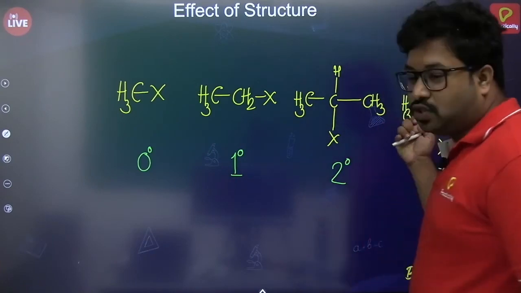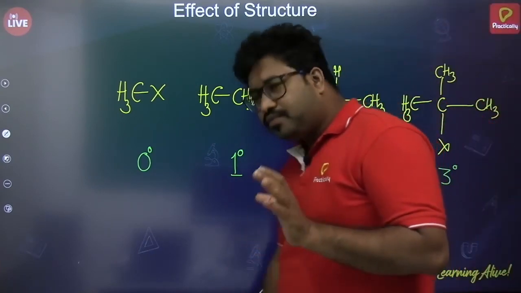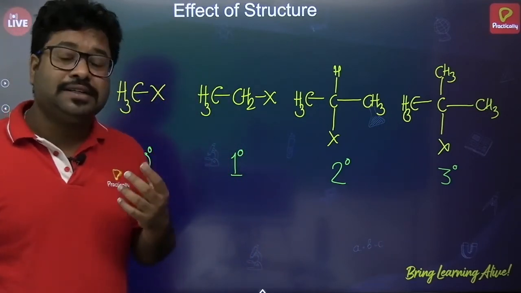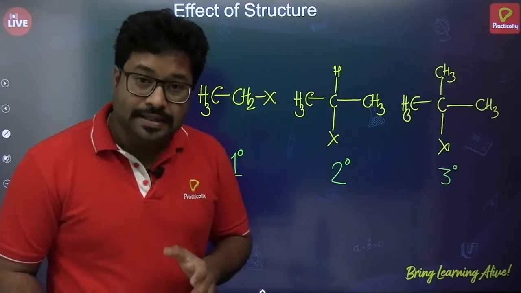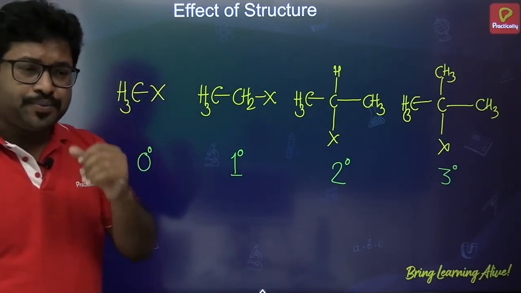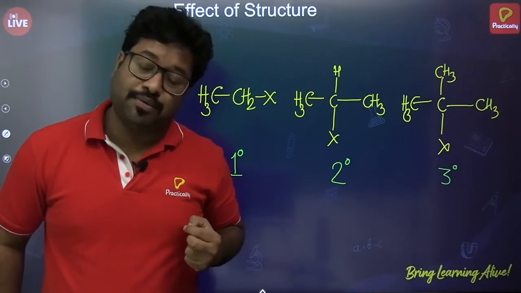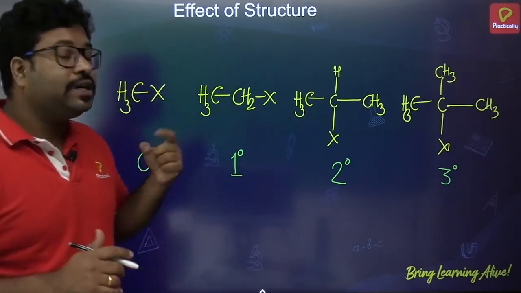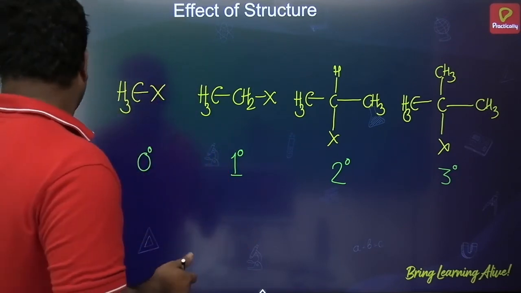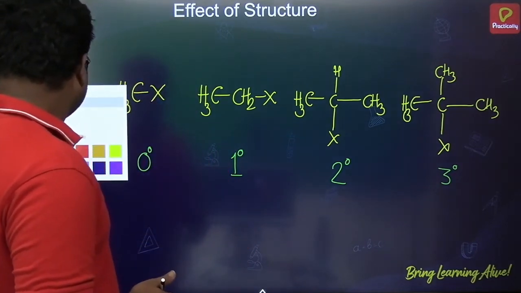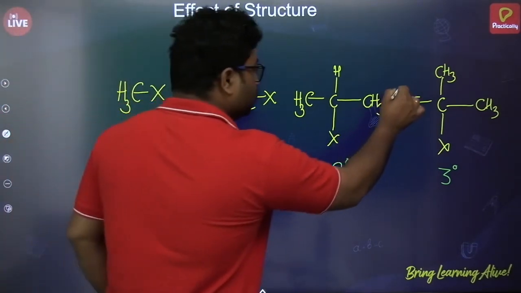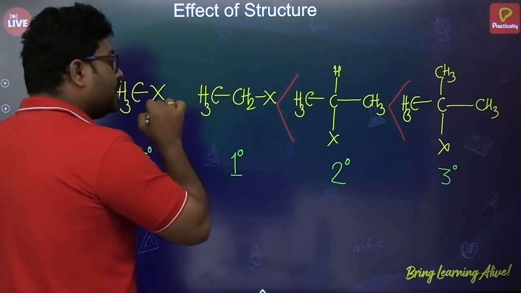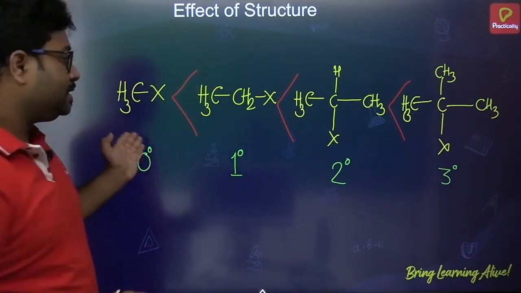This was the slowest to react. Why? Because in SN2, the attack from the front side was prohibited, but attack from the back side was easily accessible because there was no steric hindrance. In SN1, there is the formation of a carbocation, and we know the stability of carbocation, right? Tertiary carbocation is most stable. We know that the order of stability of carbocation goes like this. This is the most stable tertiary carbocation, then secondary carbocation, then primary carbocation, and lastly this.